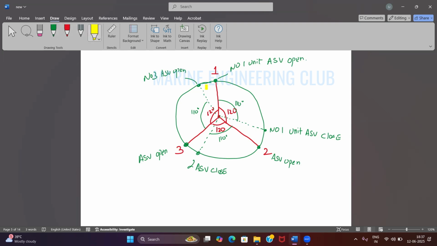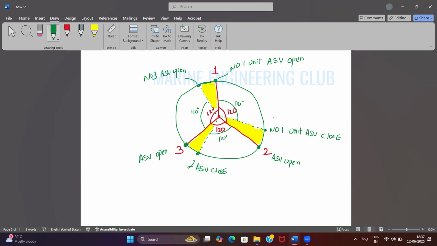Now, this region over here, can you see this yellow color, right? Or should I change the color? Sir, it is not visible. So, this part, how many degrees will it be, first of all? 10 degrees. So, in this part, is there any starting air valve open? No, sir.